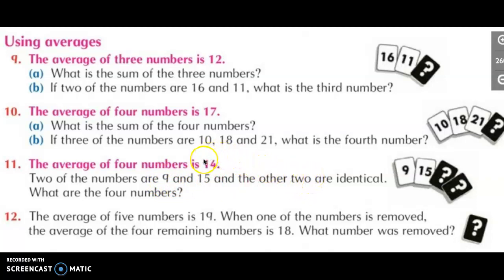So first thing you do is multiply 14 by 4. You subtract the sum of 9 and 15. And if it says the last two numbers are identical, whatever you get after you subtract the sum of 9 and 15, you must divide it by 2. You should get two of the same number. That's a little bit of a tricky one. I want you to challenge yourself with this.